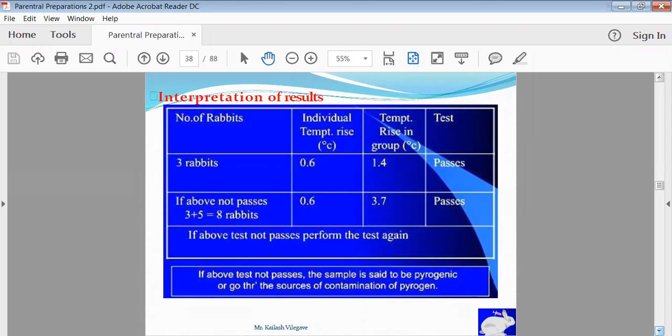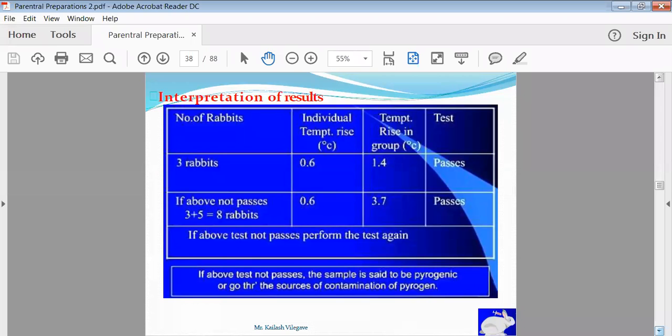So in that case, we have to check the temperature increase, how much the temperature has increased. Here, first of all, we should think about what the initial temperature was, and after the injection how much the temperature has increased. So we have to find the difference between the initial temperature and the final temperature. That difference should not be more than 0.6 degrees centigrade.